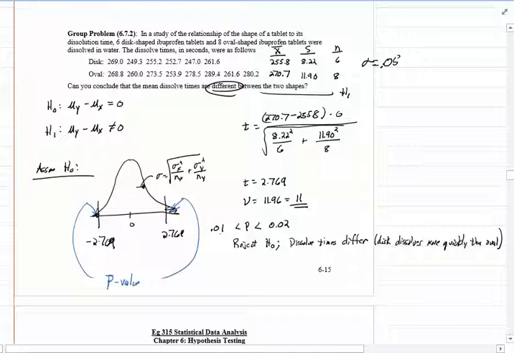Any questions? All right, that's a pretty good spot to stop, 4 minutes early.